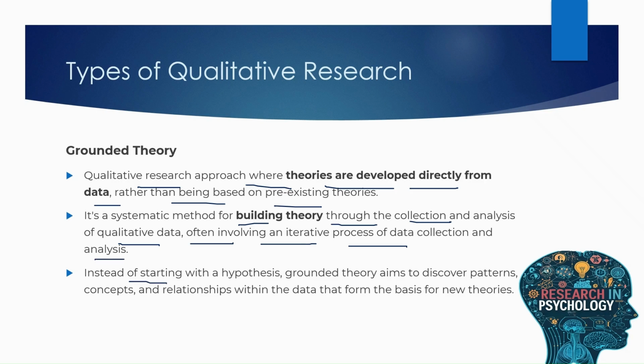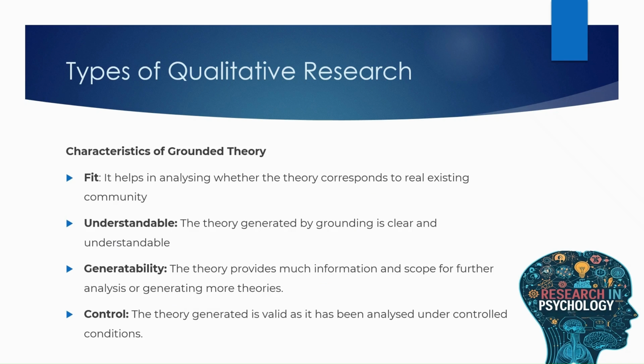Now, instead of starting with a hypothesis, grounded theory aims to discover patterns, concepts, and relationships within the data that form the basis for new theories. All right. So, we are not using any existing theory or hypothesis. We are going to collect fresh data and then we are going to study those and find relationships within the data, and based on that relationship we are going to create new theories. That is grounded theory.